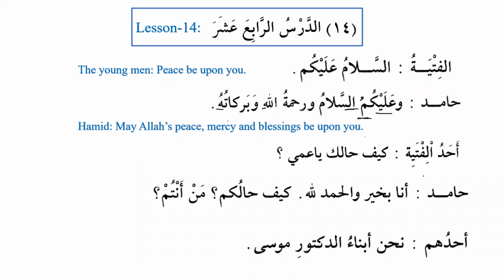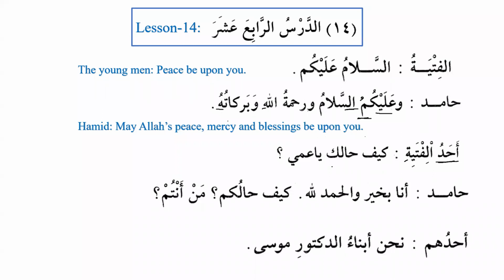Then we have ahadul fityati. Now we need to notice over here that ahad is used as mudaf, and al fityati is mudaf ilayh. We have learned that generally ahad is used with Allah subhanahu wa ta'ala, and the example is qul huwallahu ahad. Similarly, we have learned that generally it is used with ma and nafia, for example, ma fihi ahadun, there is no one over here. And the third use we can see over here, that ahad is used as mudaf. So it will be ahadul fityati, one of the young men.